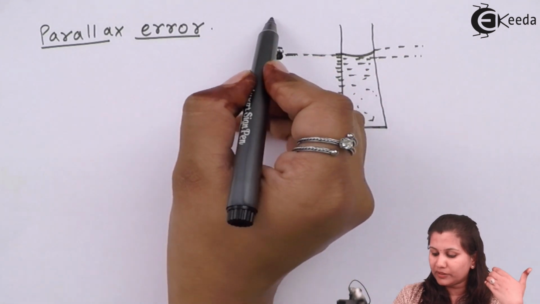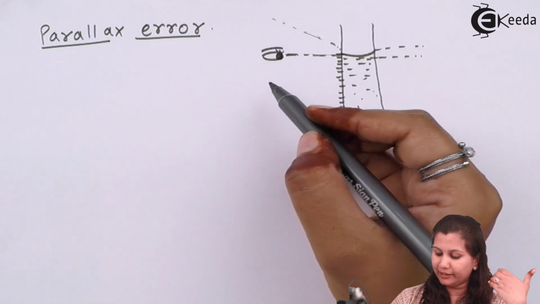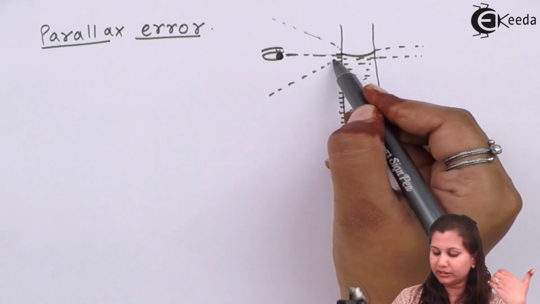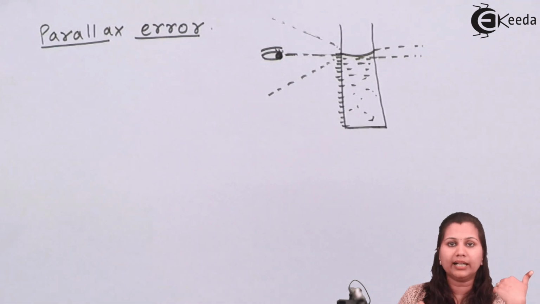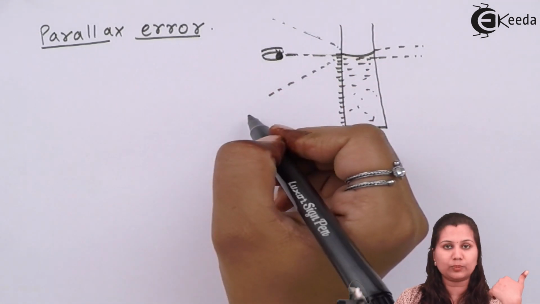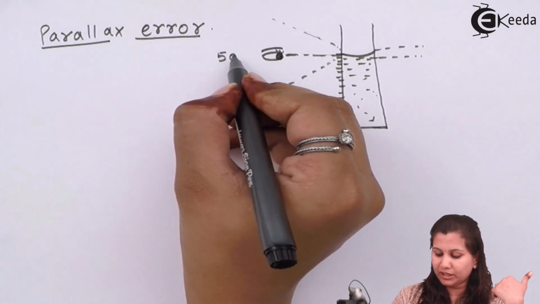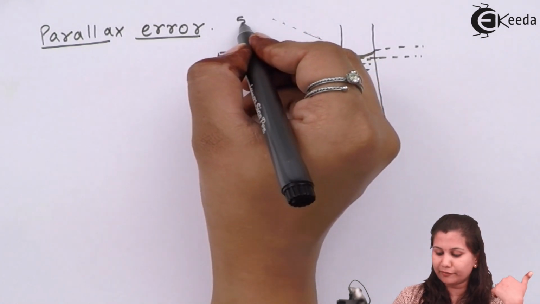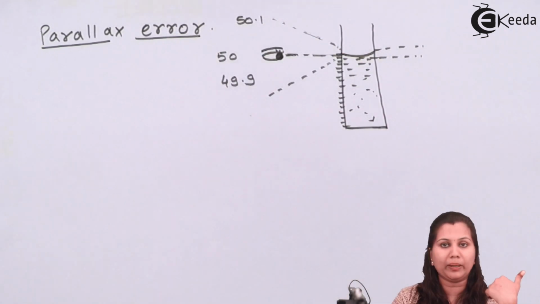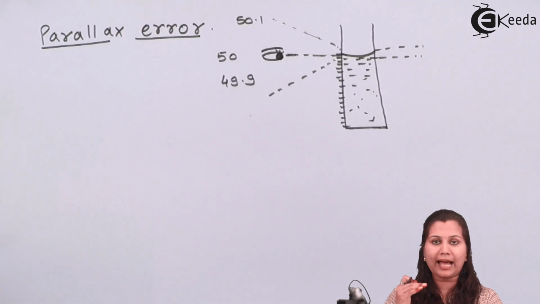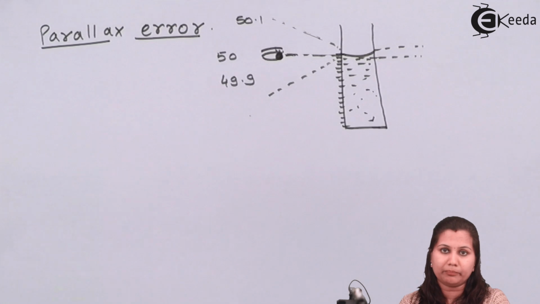If the observer is reading from some other angle, he will read the upper meniscus, and if he is reading from a lower level, then he is going to read the lower meniscus, that is the lower level of the liquid. So different readings will come. Suppose here he is reading 50, here he will read 50.1, and here he is going to read 49.9. So different angles of the observer can produce different results of the measurement.